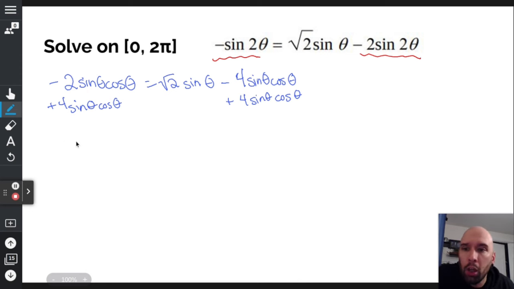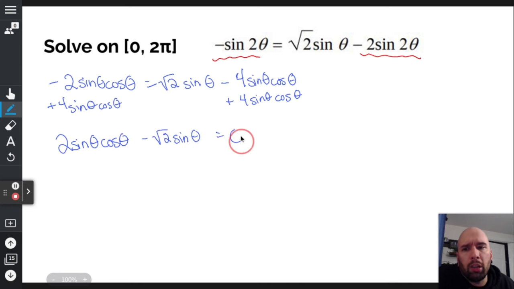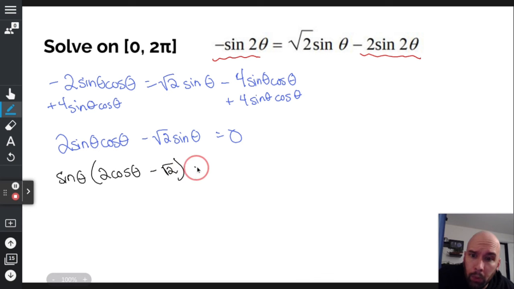So that'll leave us with 2 sine theta cos theta, and if I subtract that from the right to the left, minus root 2 sine theta, set it equal to 0. All right, let's factor out a sine, and that's all I can factor out. I factored out the sine, and I have 2 cos theta minus root 2 equals 0. So the first one's going to be the lovely one.